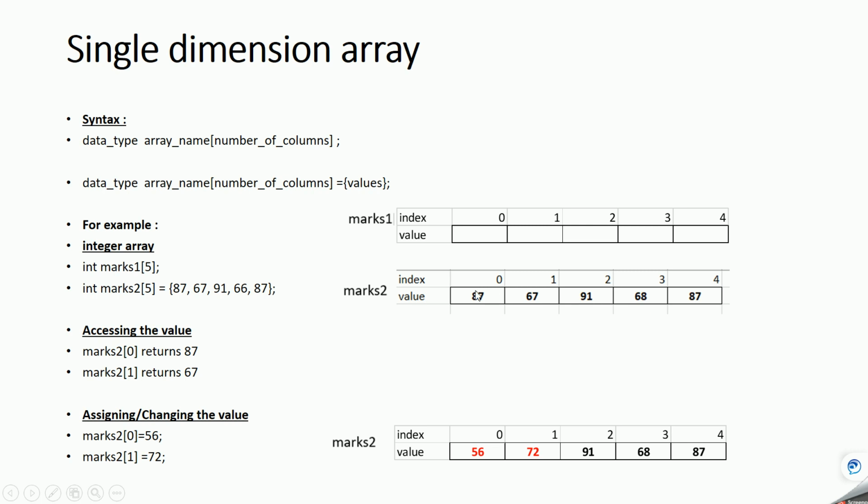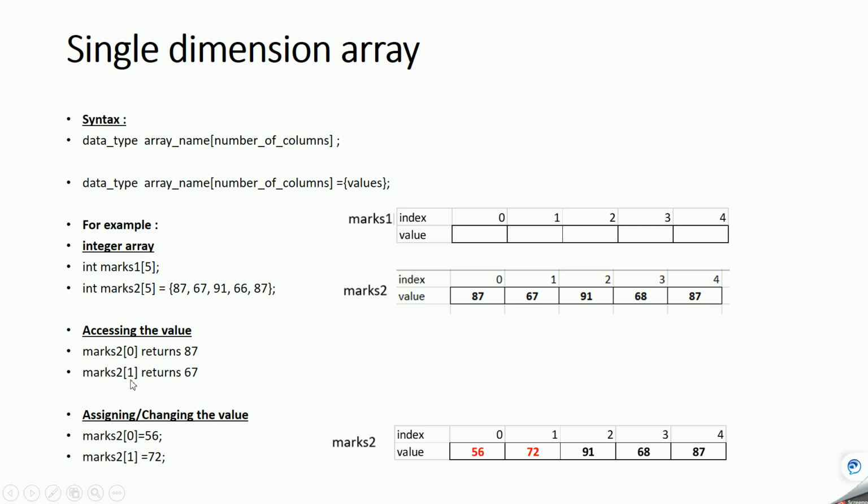Now suppose this array is a kind of sequence of multiple values. How can we access the different values we want? Suppose we want to access the first element. In that case, we can write marks, the name of the array, and then give the position. If you want to access the first value, the position is 0, so it will give you the value 87.